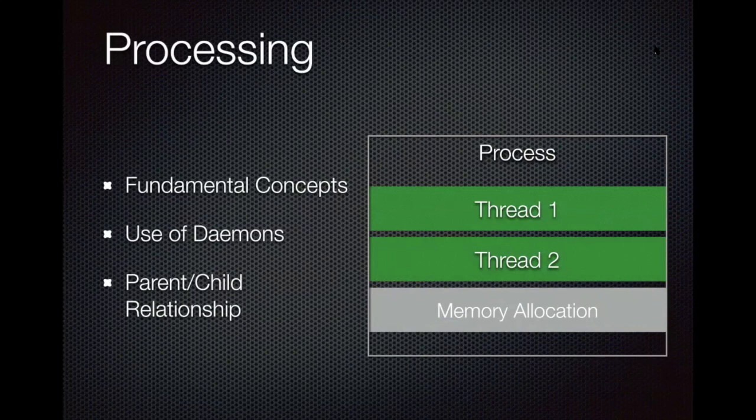The last thing I want to talk about is the parent-child relationship in processes. A process is created by the fork system call, and that just creates an exact copy of the original process.